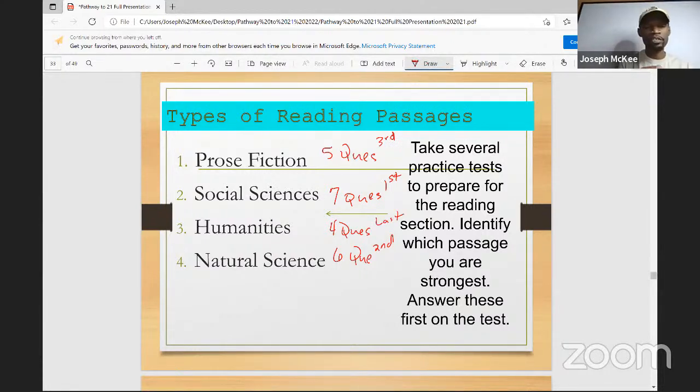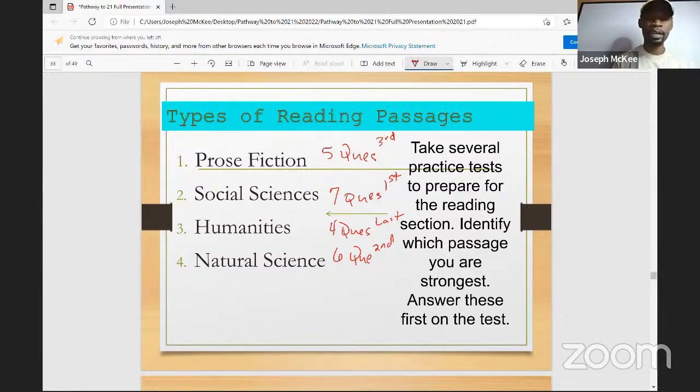It doesn't matter which 20 to 22 questions you get correct. The goal is to get 20 to 22 questions correct. So if that means you get the majority of them in social sciences, that's what we want to do. Put yourself in the best possible position to get the score you want, because you don't have to go in the order of the passages.